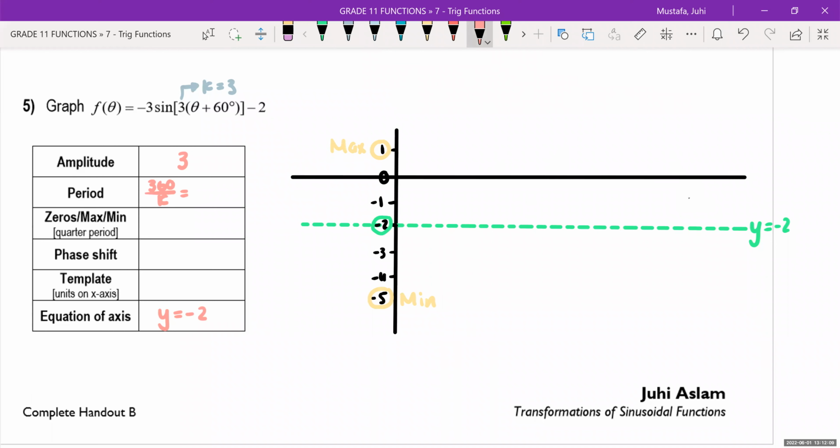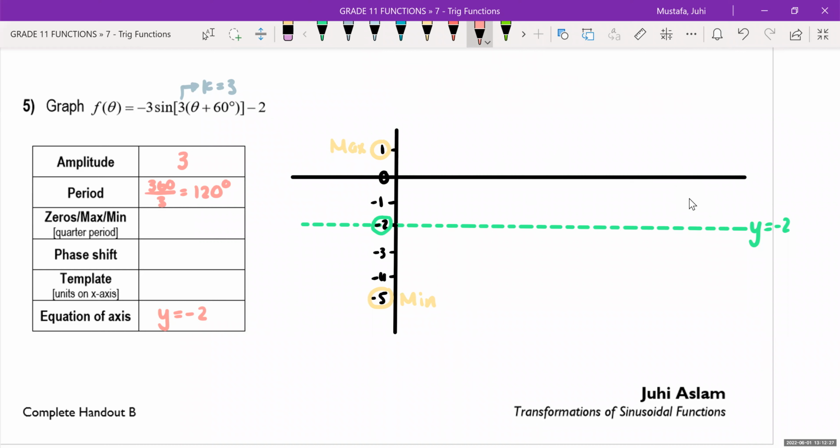Sorry, and k is the number 3. So I'm actually going to write that in. So 360 degrees divided by 3, and that's going to be 120 degrees. That means from the start of our pattern to the end, it'll be 120. It just means there's a really big horizontal compression, like our graph is really squished horizontally.